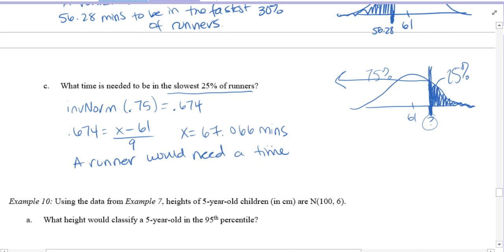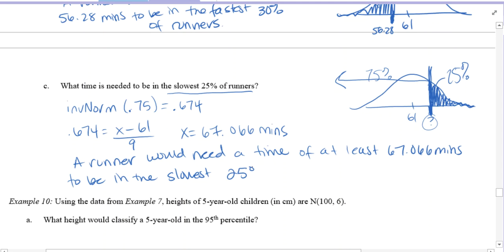A runner would need a time of at least 67.066 minutes to be in the slowest 25% of runners. Okay.